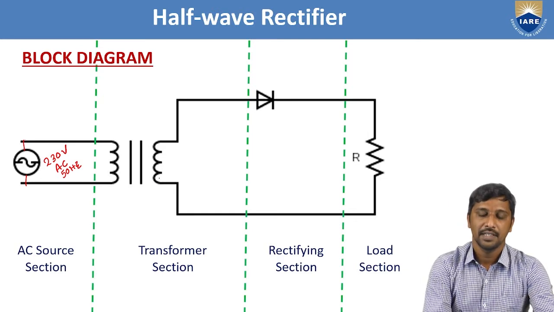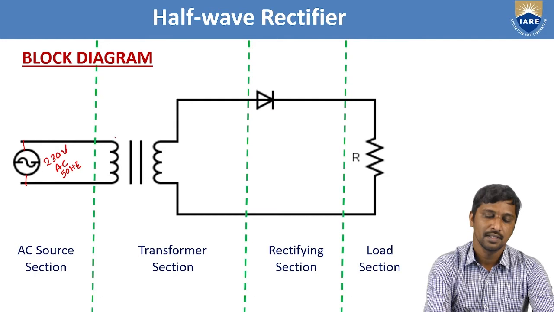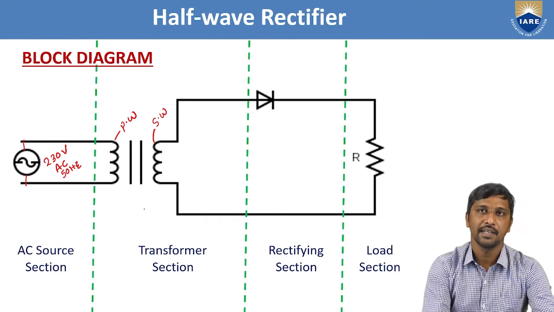The diode can be operated only at a certain minimum voltage. To protect the diode, we need to reduce this 230 volts to a lower voltage. For this, we use the transformer section. By using the transformer, we reduce the 230 volts to the required AC voltage, and that AC voltage passes through the secondary winding. This transformer contains two windings: this is the primary winding, and this is called the secondary winding.